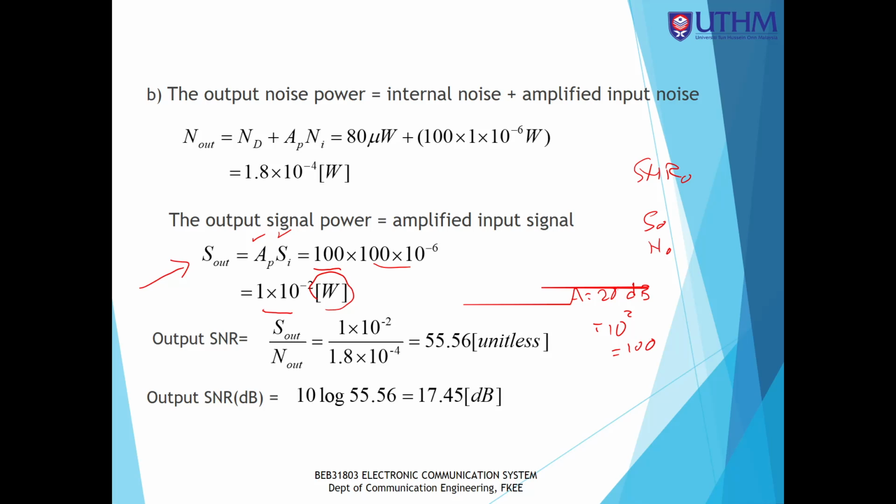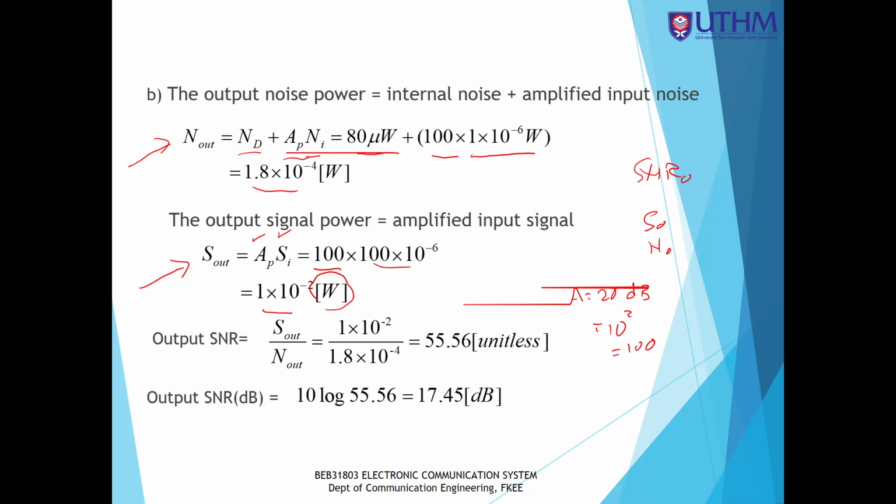Okay, and then barulah you cari NO, N out. So N out adalah bersamaan dengan ND, internally generated noise, plus A kali NI, input noise multiplied with the gain. So therefore 80 microwatt for ND plus 100 multiplied with input noise. So therefore you akan dapat 1.8 kali 10 kuasa negatif 4 watt.